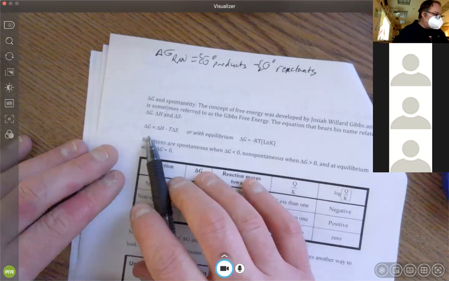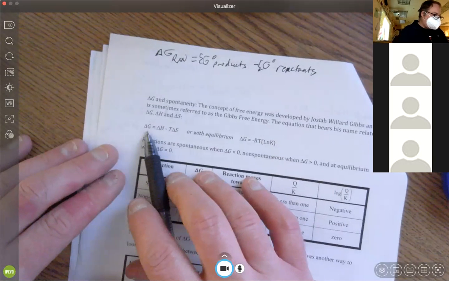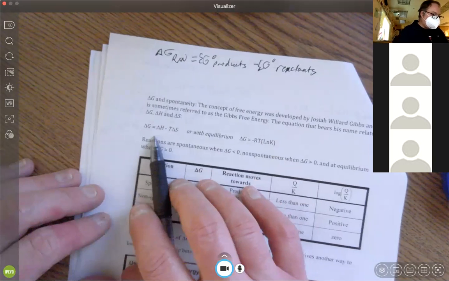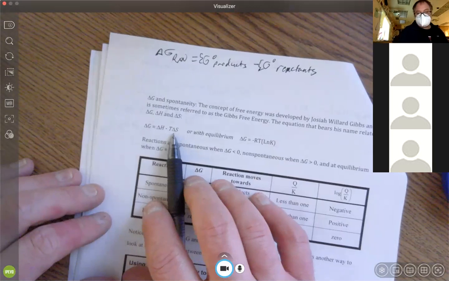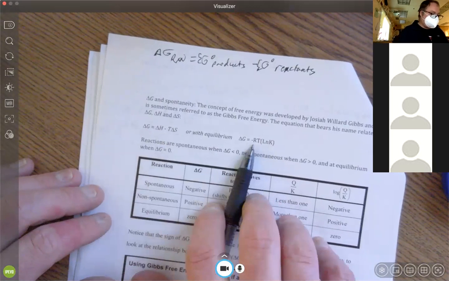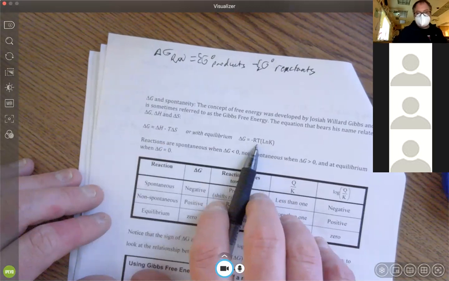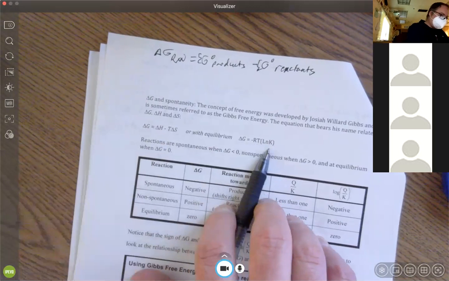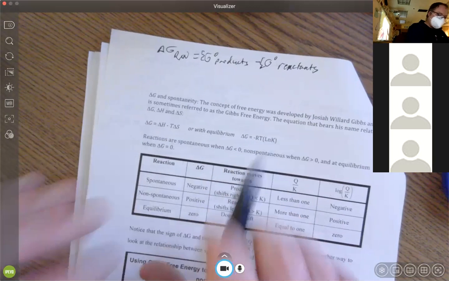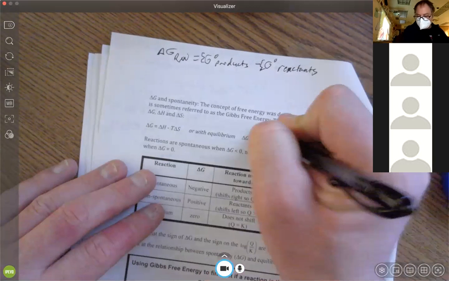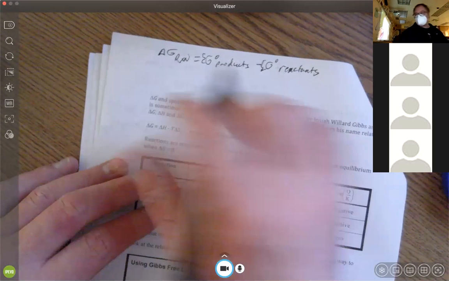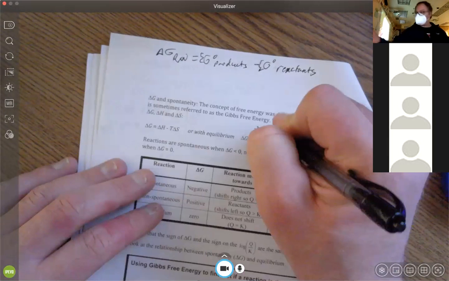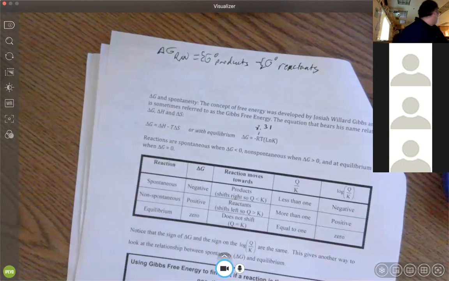You can also find delta G if you know the enthalpy, you know the temperature in Kelvin, and you know the entropy. Or if you have equilibrium, you can just take the negative R times T times the natural log of the equilibrium constant. The one thing about this R is it is 8.31. It's not the normal 0.0821 R constant.